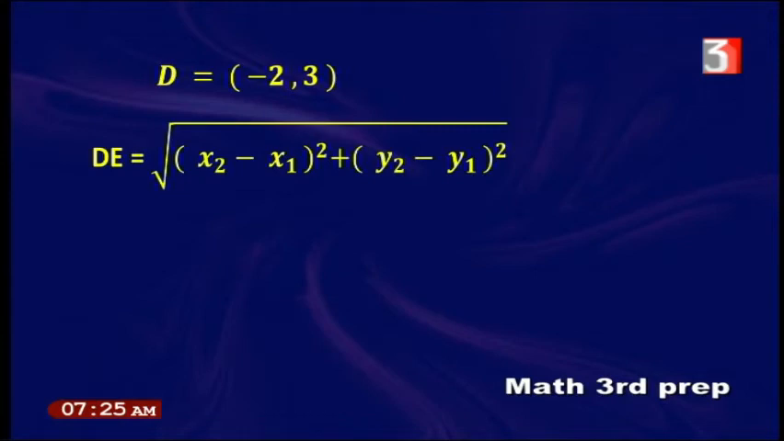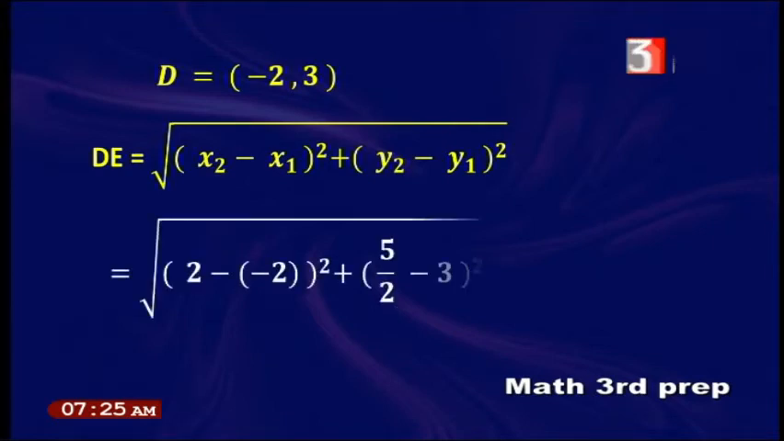Then, when D equals negative 2 and 3, now we can find the length of DE. How can we find the length of DE? By using the rule square root of x2 minus x1 all to the power of 2 plus y2 minus y1 all to the power of 2. By substituting, it is square root of 2 minus negative 2 all to the power of 2 plus 5 over 2 minus 3 all to the power of 2.